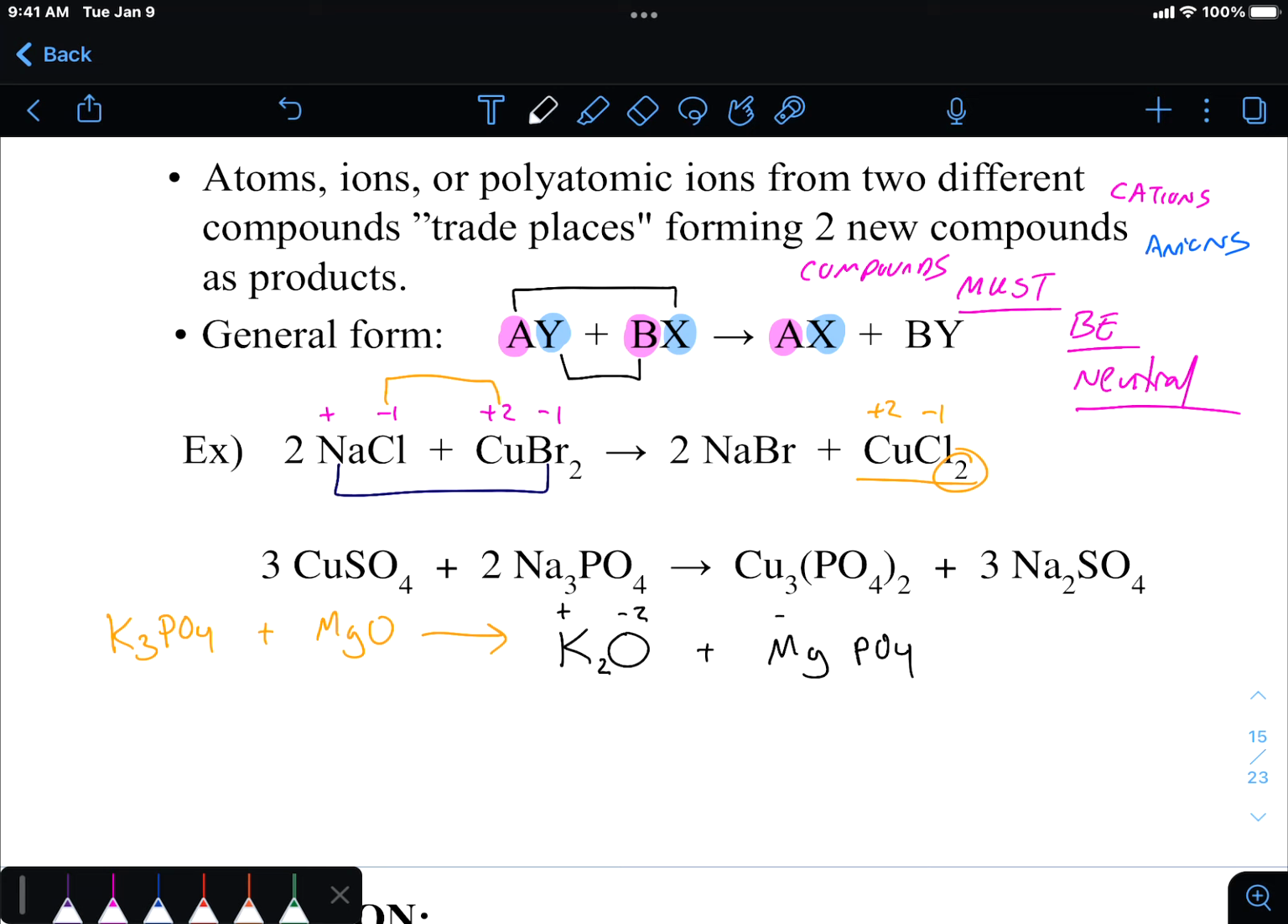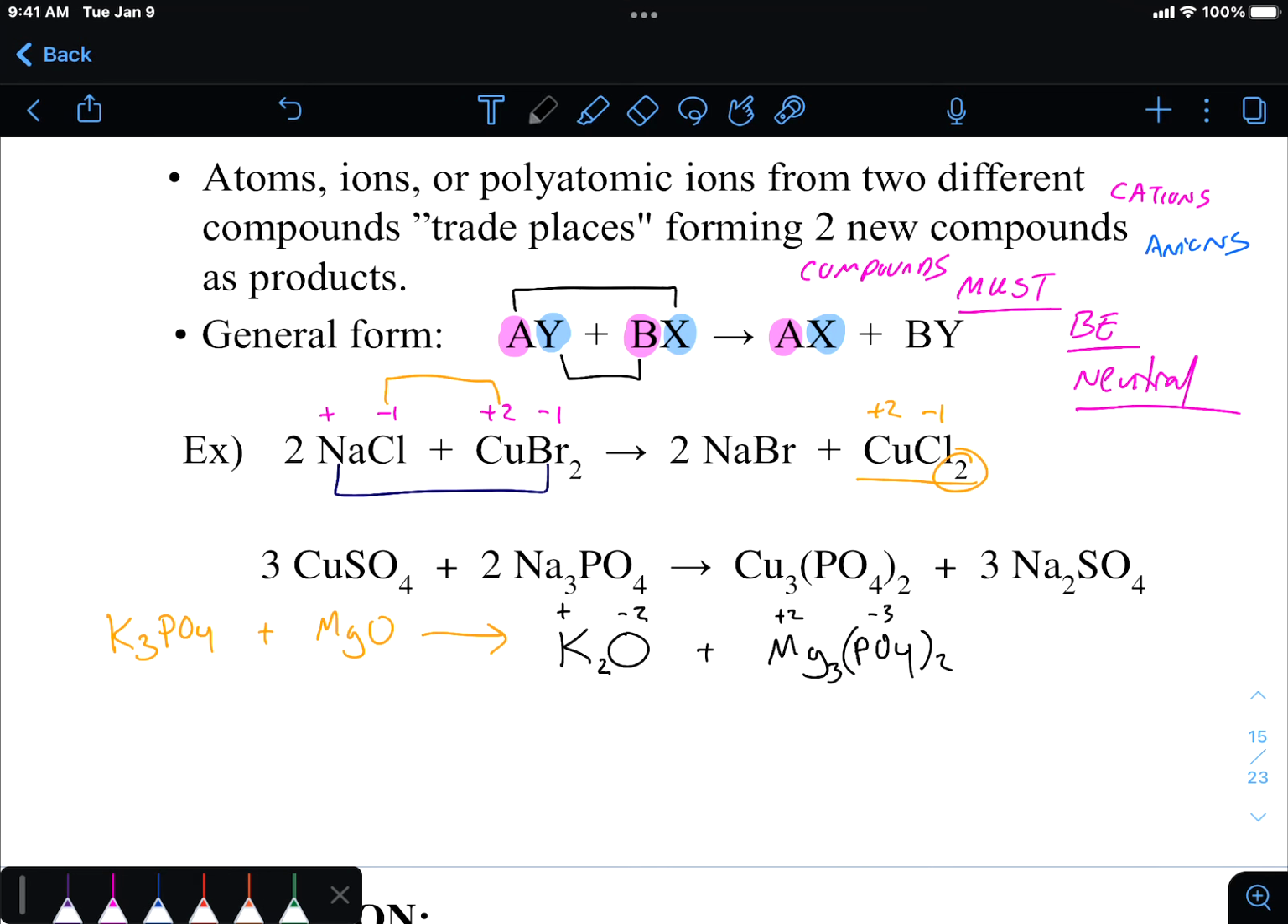But I need to make sure it's neutral. That's kind of the golden rule with formula writing, making sure it's neutral. So +2, -3. How are you going to make +2 and -3 work? Same way we did it last class, right? 3 subscript here, 2 subscript here. If you'll notice, the subscripts on the right side are not the same as they were on the left side. And that's totally okay. In fact, that's almost expected. You have to make sure the new formulas that you write are neutral, and you do whatever it takes to do that. Multiply them however you need to.